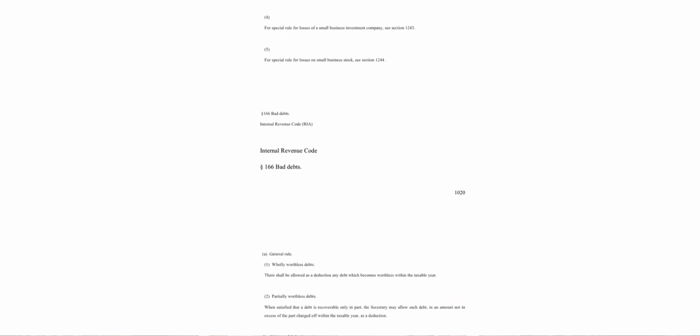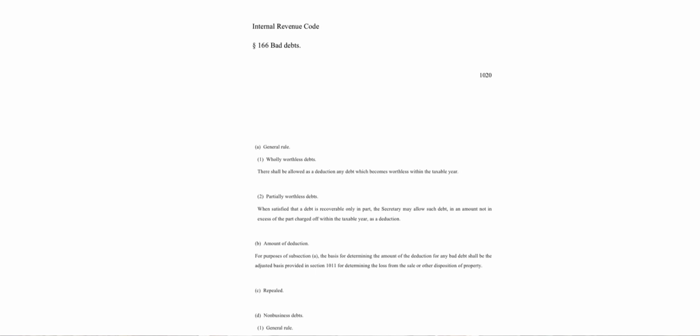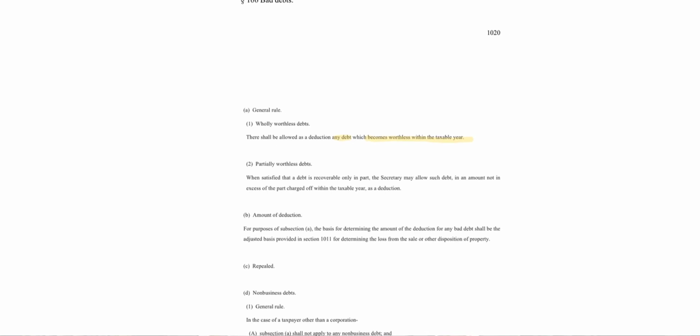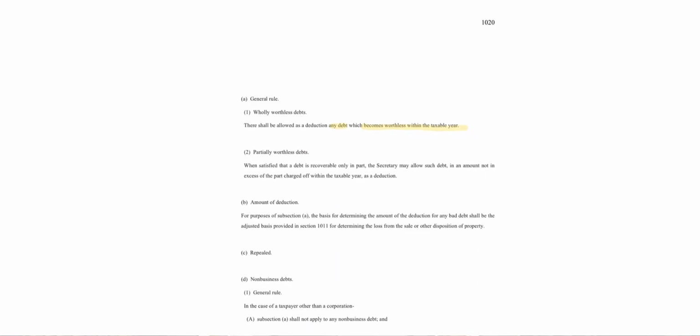Section 166, bad debts. General rule, wholly worthless debts: there shall be allowed a deduction for any debt which becomes worthless within the taxable year. We're told she lent $2,500 to her friend Nathan, and now Nathan's not going to pay it back. Partially worthless debts apply only when a debt is recoverable only in part, and the deduction cannot exceed the part charged off within the taxable year. We're told she lent $2,500, and not that only part of the debt was repaid, so that doesn't apply.